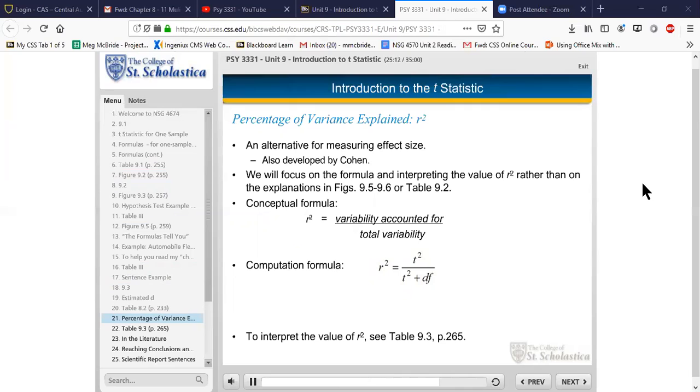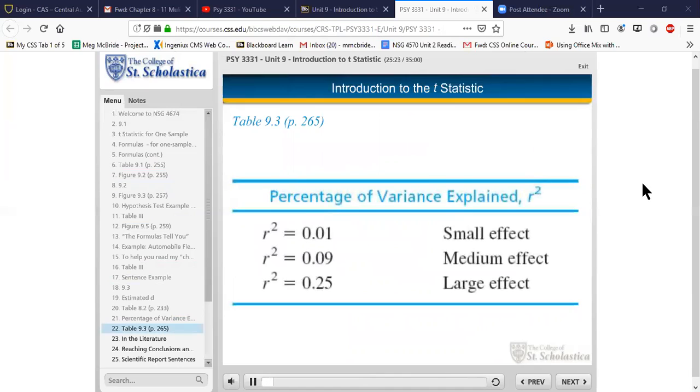To interpret the calculated r-squared, refer to Table 9.3 on page 265, which is also reproduced on the next slide. Table 9.3 lists three values of r-squared, representing small, medium, and large effects. As suggested earlier, it might be difficult to decide whether to call an r-squared small, medium, or large when it falls between the three listed values.